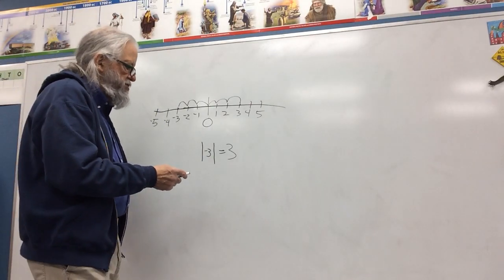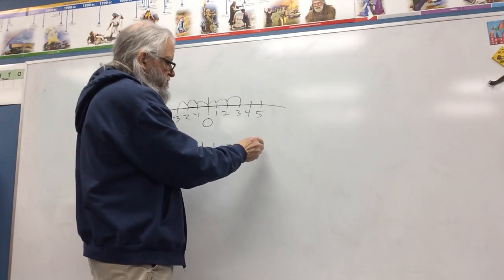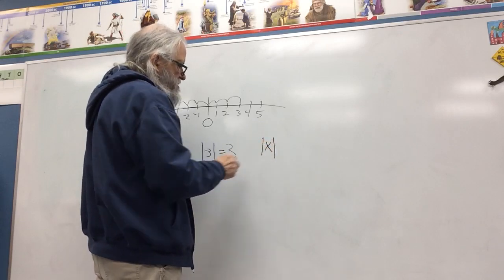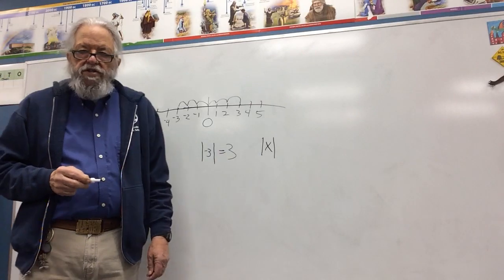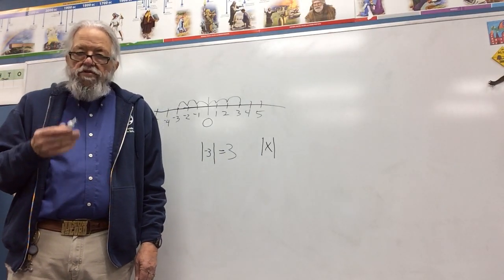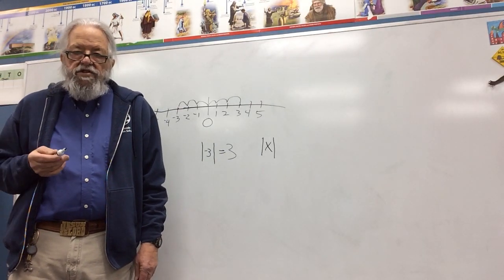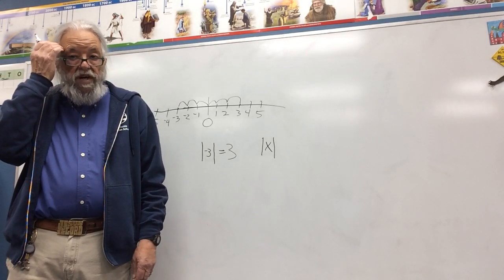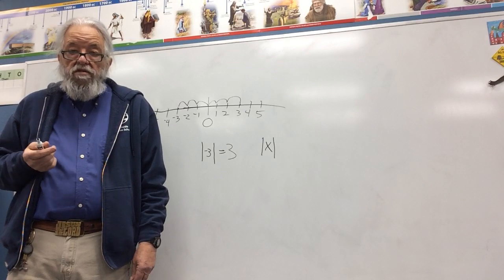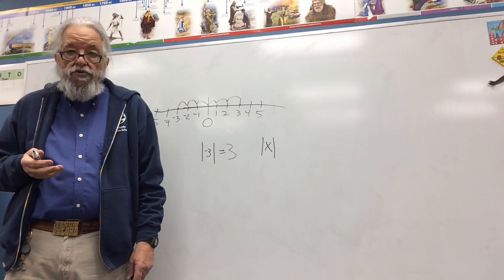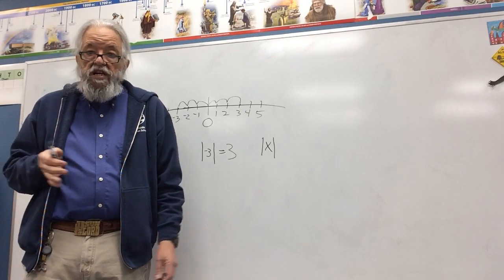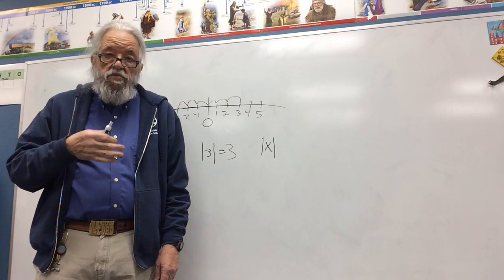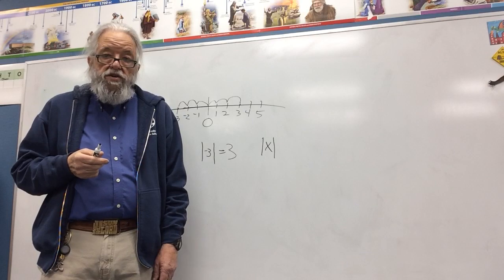So they even use the generic or general form where they have that. And that just reads the absolute value of x. So then whatever number you would put in there, its absolute value is not going to be positive or negative. It's just going to be the number of spaces it is away from 0.